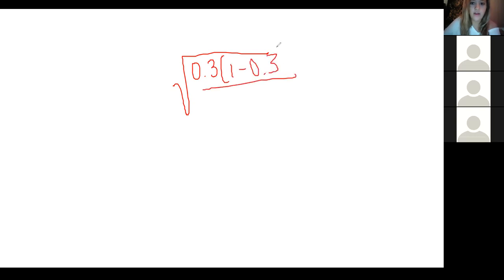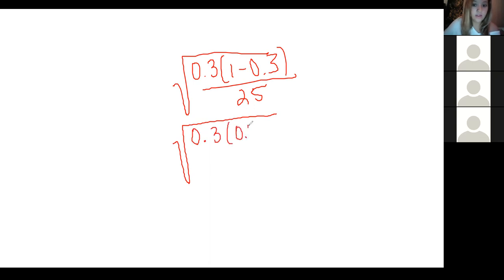So when I'm putting things into the calculator, I don't do everything at once, because often people, if we use that one as an example, type 0.3 and then 1 minus 0.3 divided by 25. I don't try to put it all in at once. The way I would do this problem is write it out step by step. I'd still have my square root, and I would do 0.3 times 1 minus 0.3, which is 0.7, and then divide that by 25. Then I multiply the 0.3 times the 0.7.